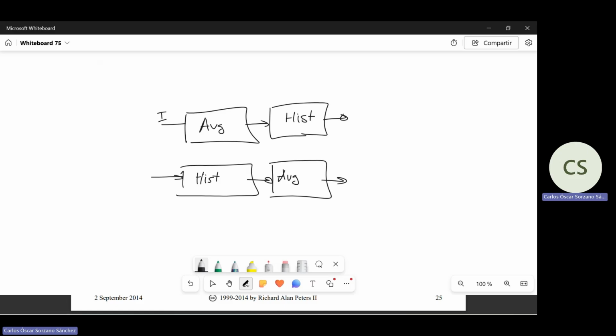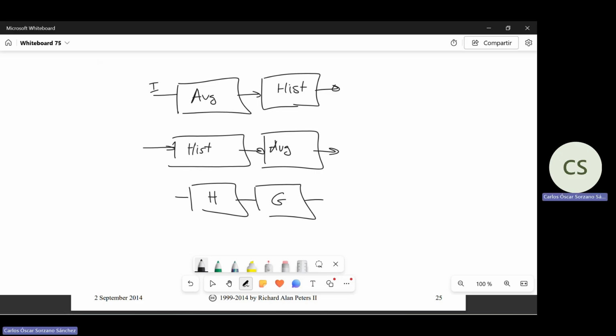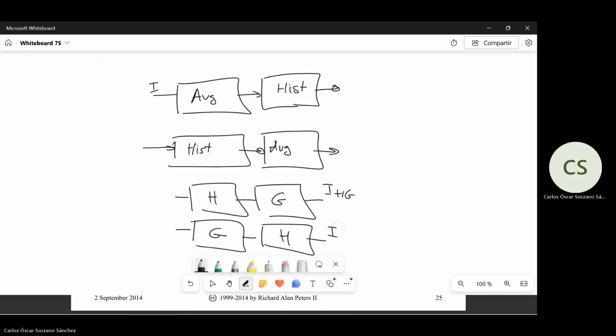So in general, when two systems can be interchanged, here we have the output of HG, and here we have the output of GH. When is it that HG is equal to GH? LTI systems. In LTI systems, yeah. In linear time invariant systems.